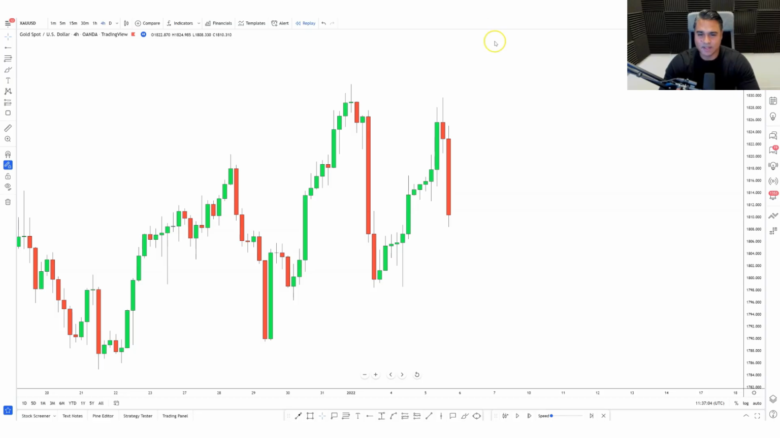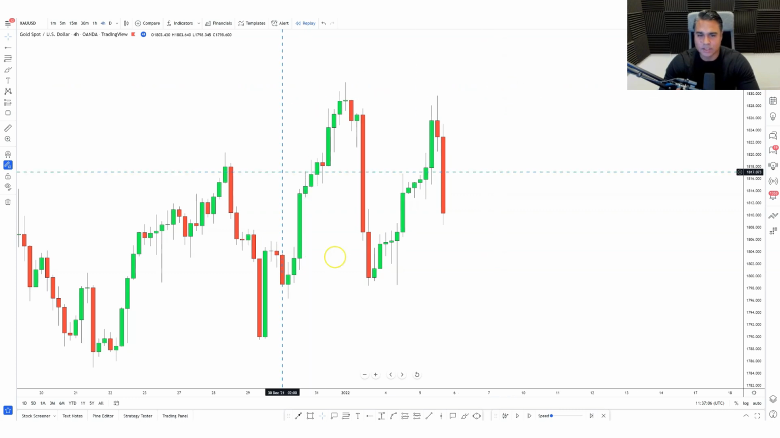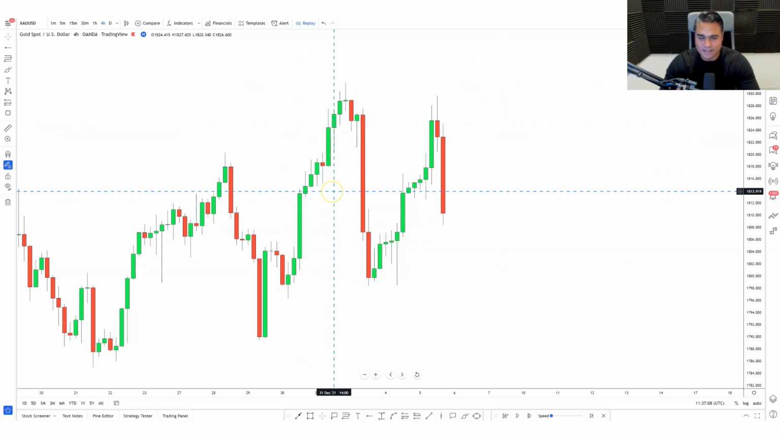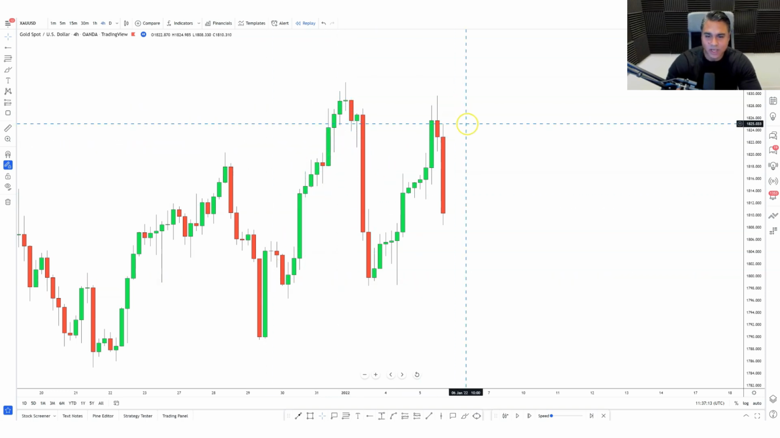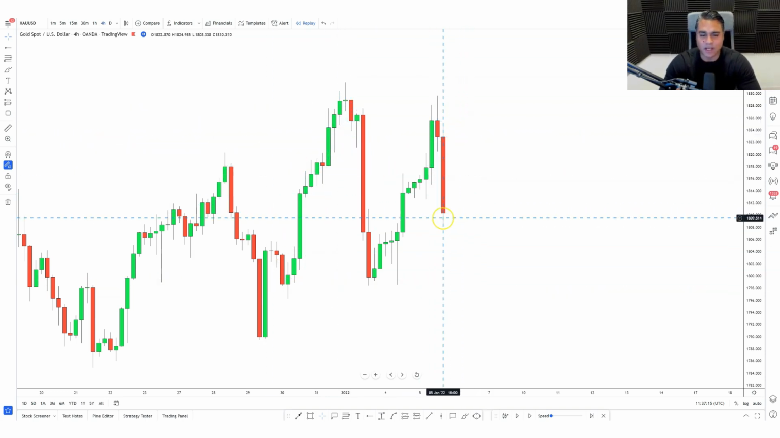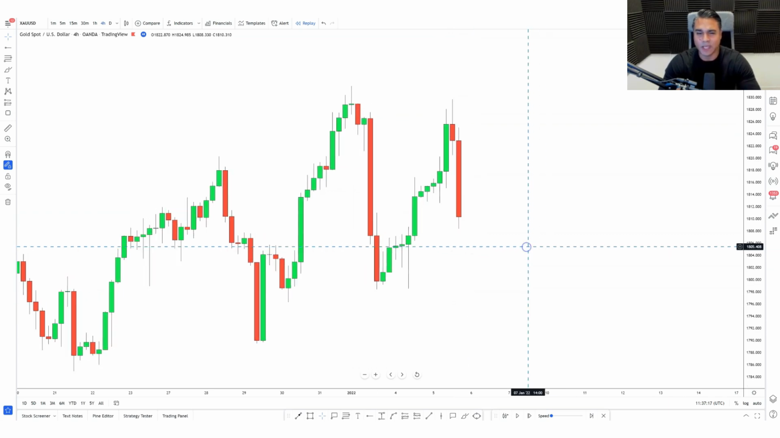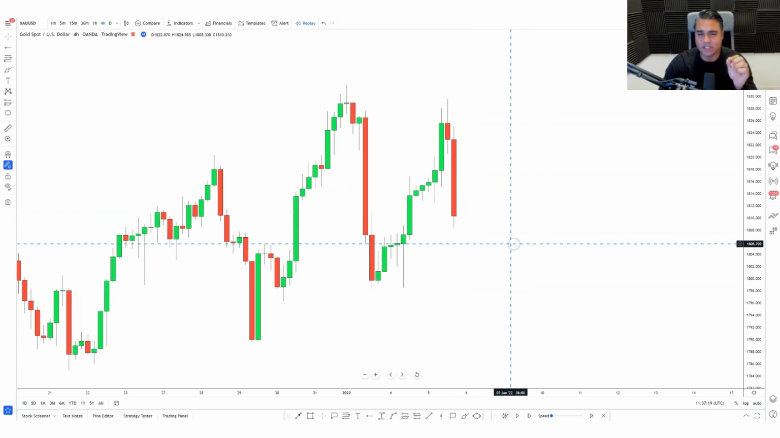So the first example we're going to take a look at here is on gold. Now you can see the overall structure of the market is a little bit all over the place. Price is not really trending to the upside, neither is it trending to the downside. But when you come to the charts, traders, you've got to be able to decide what it is you're looking at. Which direction do you want to be taking your trades?